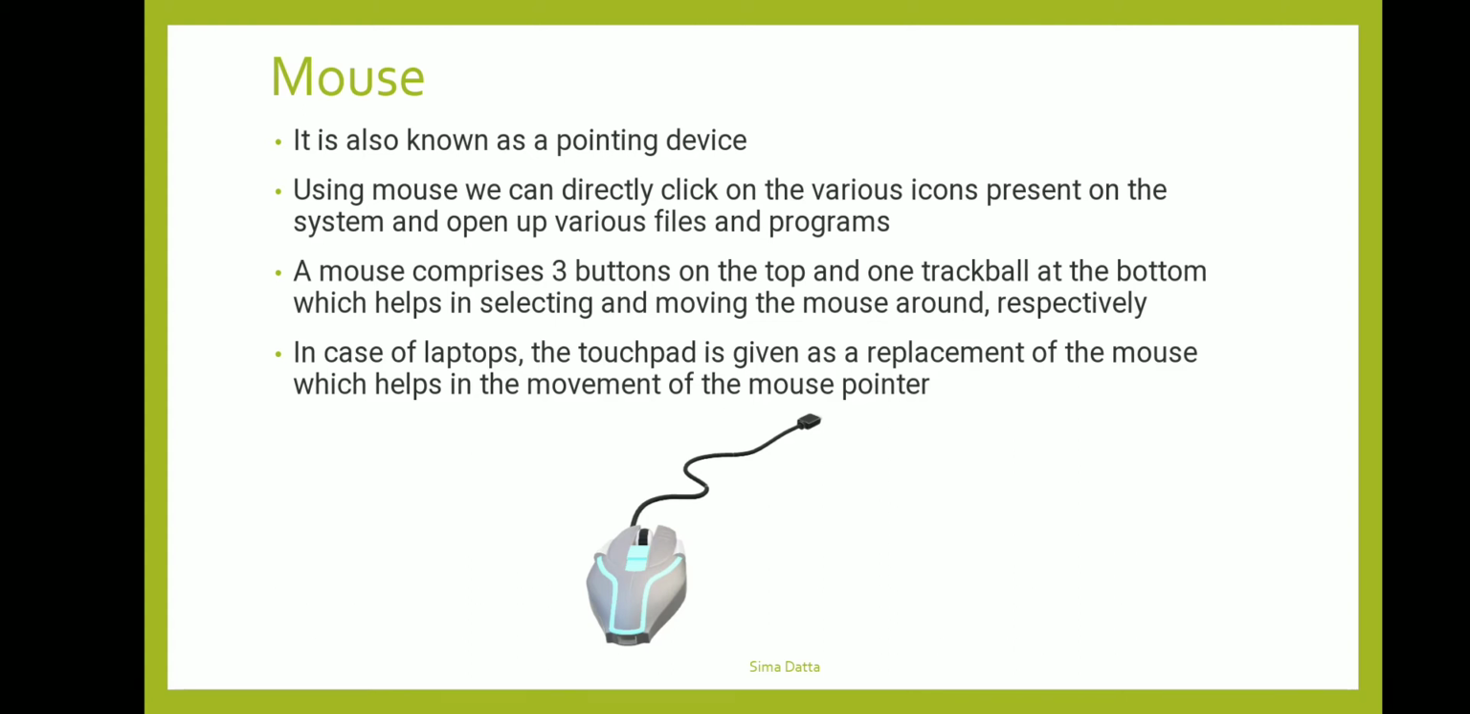A mouse comprises three buttons. One is on the top, and one trackball is in the middle, or it is also at the bottom, which helps in selecting and moving the mouse around respectively. In the case of laptops, there is no separate mouse, but a touchpad is there. I think many of you have seen a laptop. There is a touchpad below the keyboard. That touchpad is given as a replacement of the mouse, which helps in the movement of the mouse pointer.